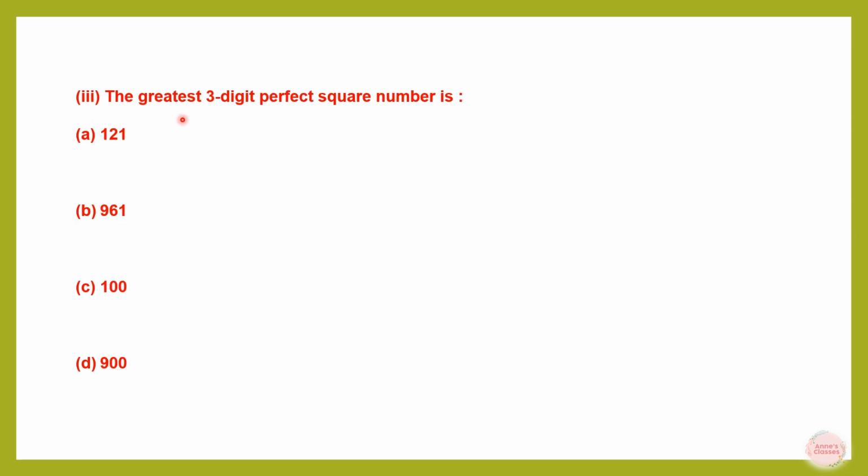Question 3. The greatest 3-digit perfect square number is. So we have to find out which of these is the greatest 3-digit perfect square number. So first, which is the greatest 3-digit number? 999, isn't it? This is the greatest 3-digit number. Now we're going to find the square root first of this number.